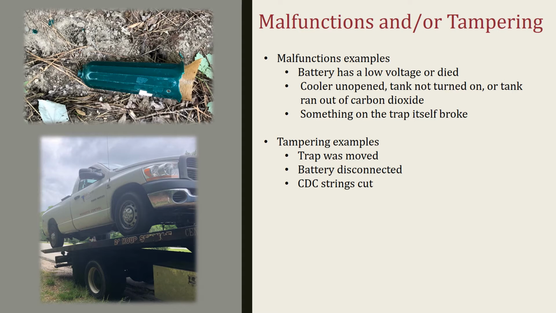Malfunctions and/or tampering. Some malfunction examples are the battery overnight got too low of a voltage or just straight up died. The cooler was never opened, the tank wasn't even turned on, or the tank just ran out of CO2 overnight. And then also something on the trap itself broke. Tampering examples are the trap was moved, maybe a citizen came across it and messed with it. The battery was disconnected, so the trap isn't working, and what it did catch might have been able to fly out. And then maybe your CDC strings were cut, and this has actually happened to us.